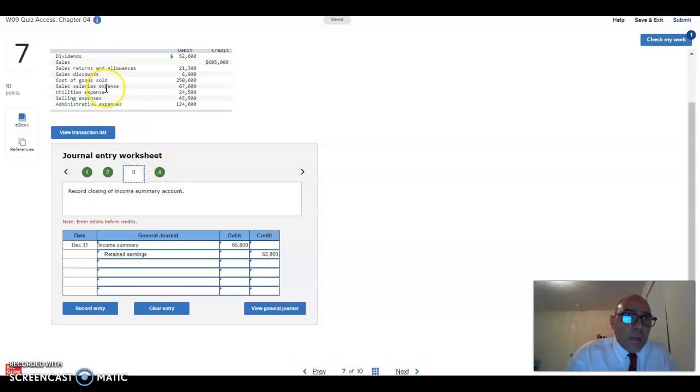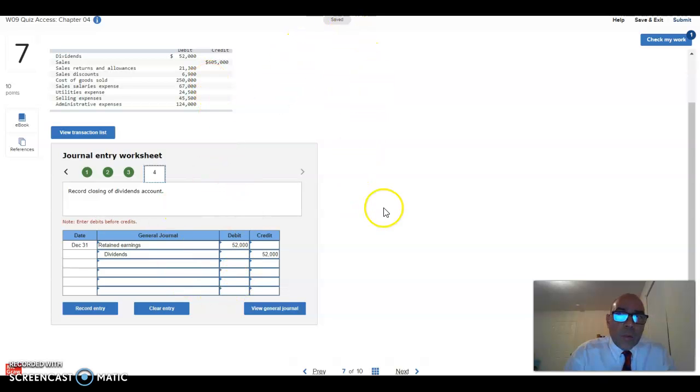Finally, we have another account here, which is the dividends, and that's the last entry we have to do. It's asking us to record the closing of dividends accounts, which is called in the book step number 4, close dividends. So this is a closing entry: dividends on the credits for this amount, $52,000, and retained earnings $52,000.